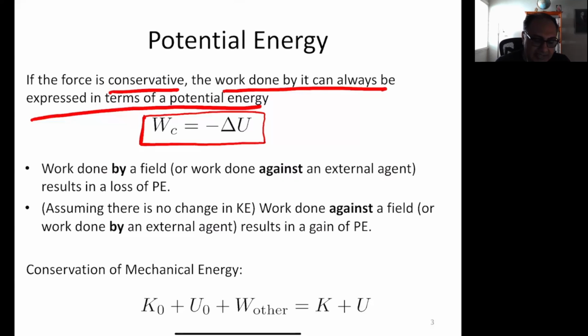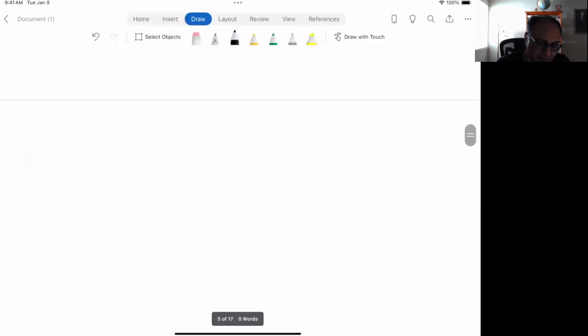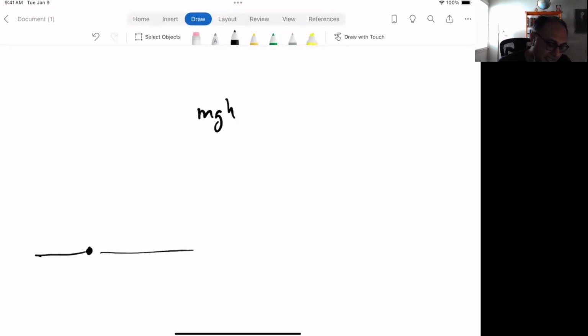The easiest way to see this is we talked about this in physics 1, but I'll just quickly remind you again. You can see this through the example of gravity. If I have an object over here, gravitational potential energy is given by mgh. If I lift the object up, in that case, is the work done by the conservative force positive or negative? So gravity is acting downwards like this.